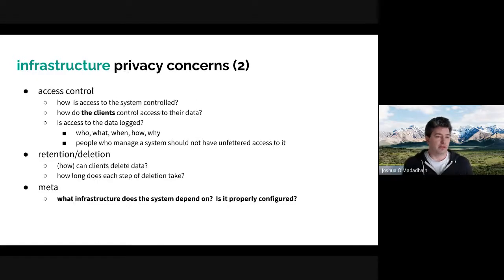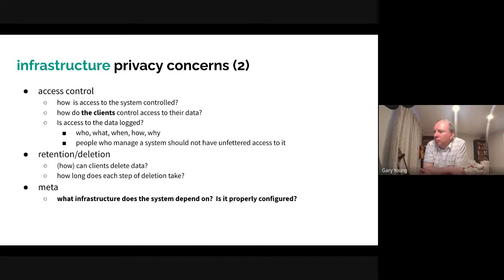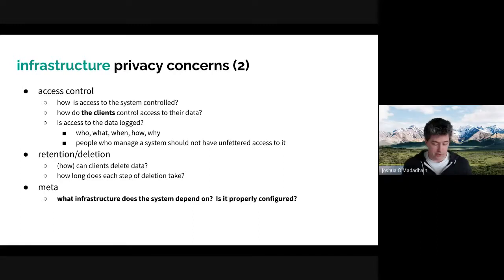Some other privacy concerns for infrastructure: access control. How is access to the system itself controlled? How do clients control access to their data? This leads to cross-client data isolation issues, which can crop up in particular when you have a piece of infrastructure that's originally designed for a single client, and it is starting to be used for many clients. Considerations that just don't crop up when you have exactly one client. All of a sudden, things get complicated when you start adding new ones on.